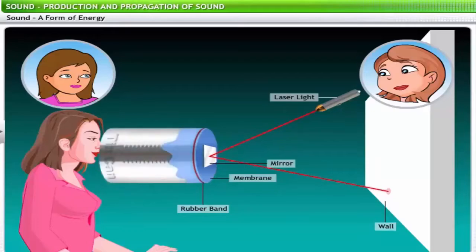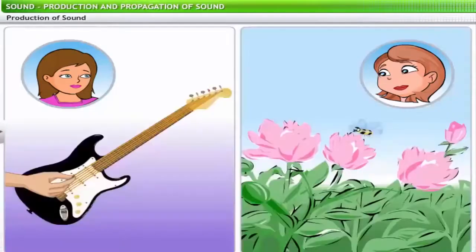As we shout, the vibrations are conveyed through the air to the stretched membrane. The stretched membrane gets tuned to the vibrations of the sound. As the membrane vibrates, the mirror on it also flutters. Hence we see the dancing spot. Now let's take a look at two situations where different types of sound are produced.